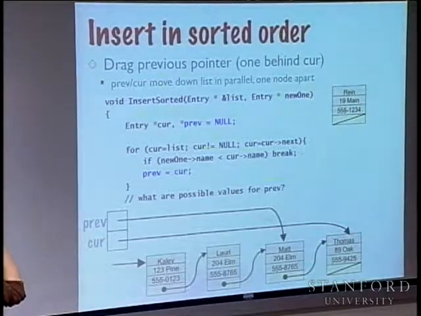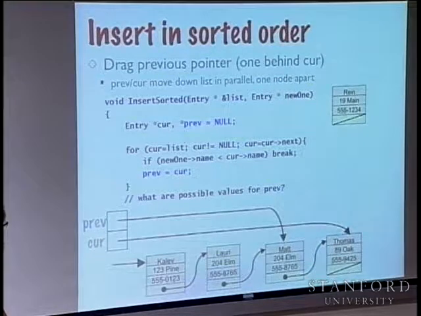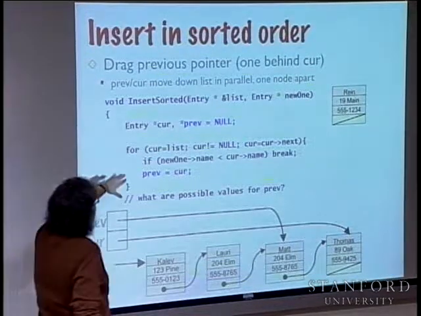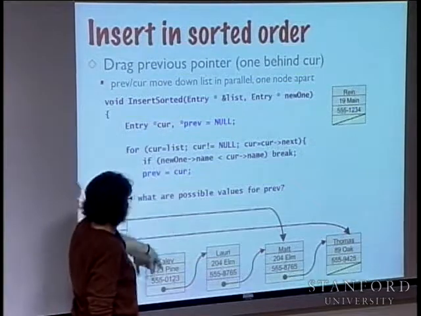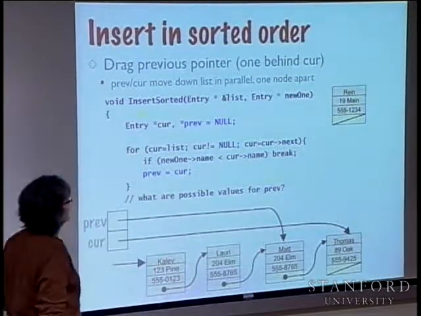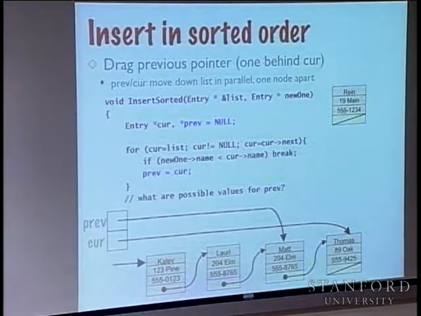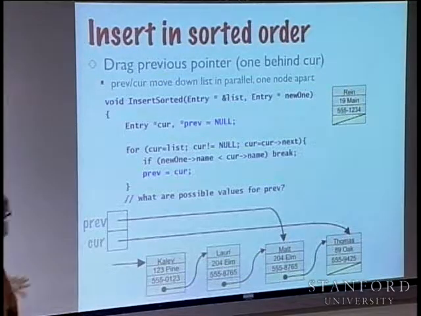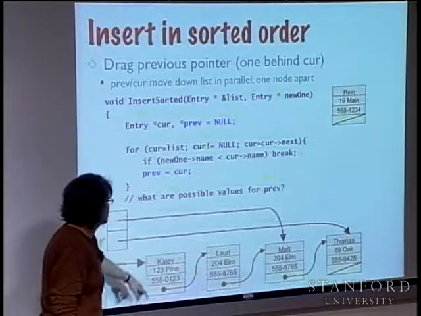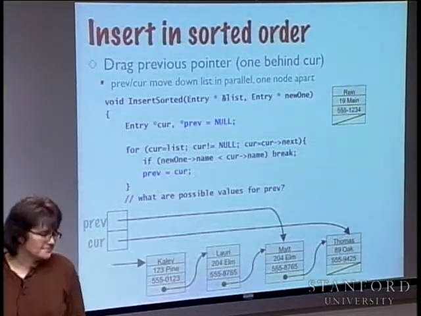So if that one actually began with an A, let's say it was Alina, then the first test would be if Alina is less than Kalev, it would immediately break. And so previous would be null, cur would point to the frontmost cell. And I've got a little bit of a special case there, where inserting at the front of the list isn't quite the same thing as inserting further down.